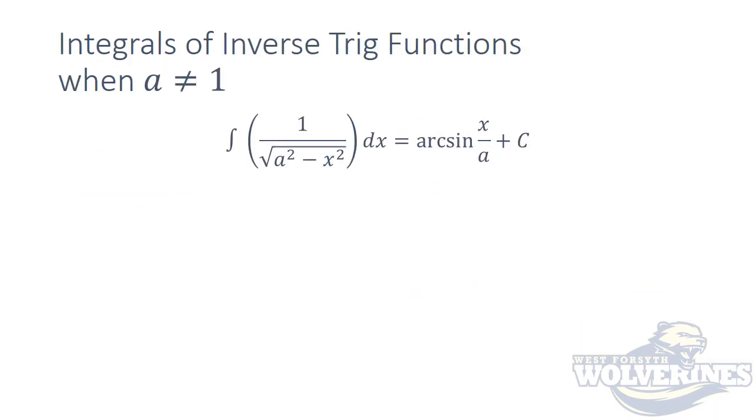Okay, what if it's something other than 1 minus x squared, or 1 plus x squared, or x squared minus 1? Okay, so we're going to call that number a. And the rules for these are a little bit different for each one, and we're not going to go through all the trouble of why that is.